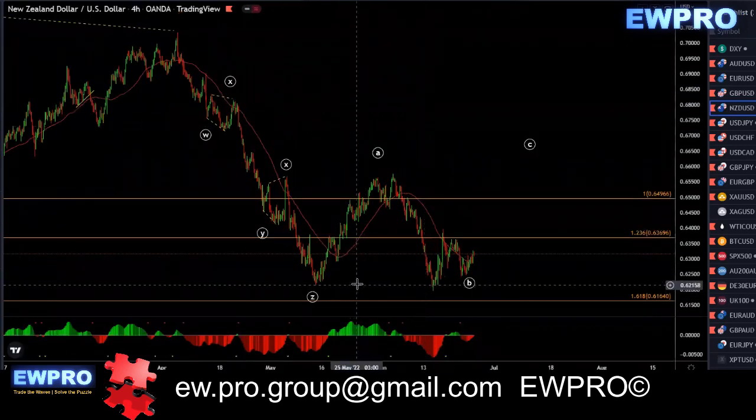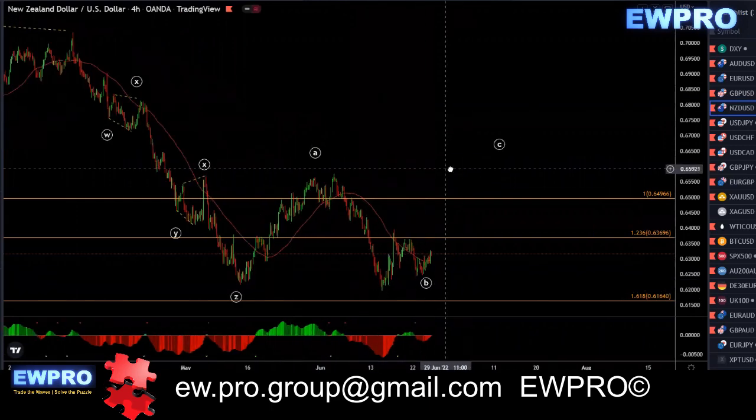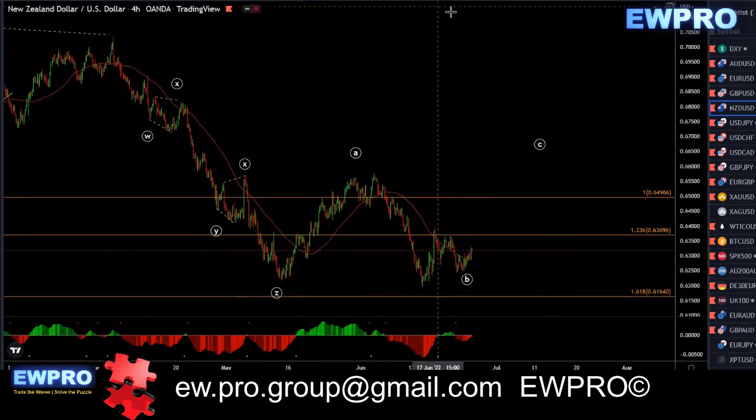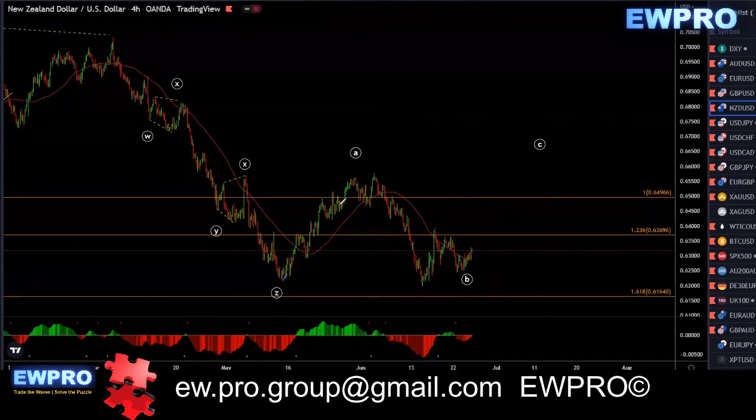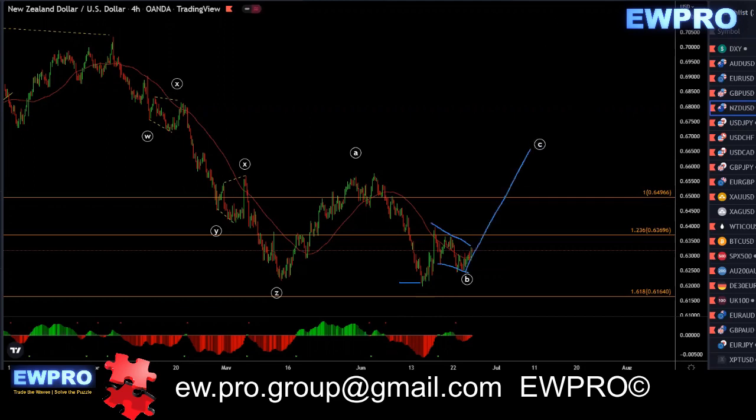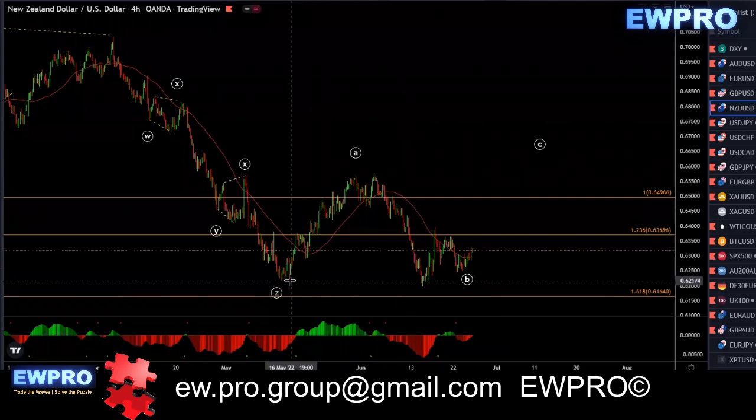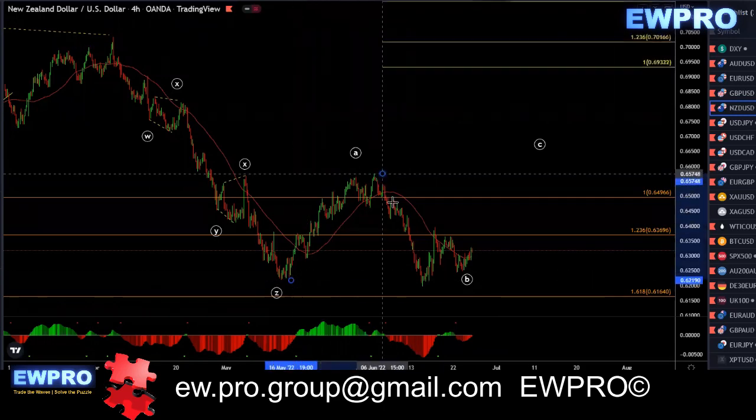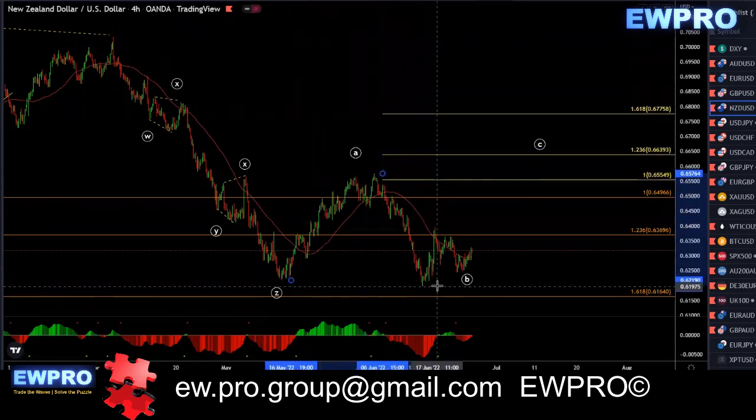H4, we did go and break that low. Like most of them last week, I was just looking for an A, B, C. This one's gone and broken the low. I still believe it's a B wave. You can see that we are getting a bullish setup in here. If I just draw the target for this, we're only looking for more than likely a running flat.